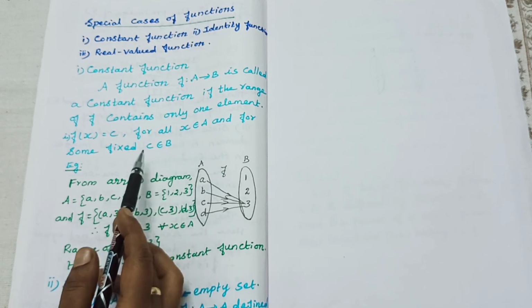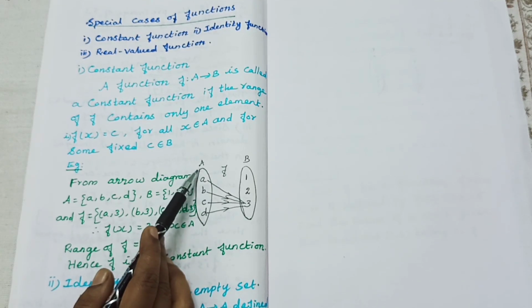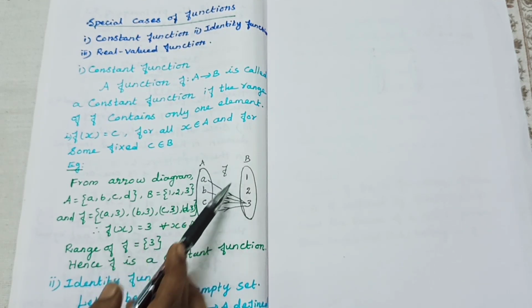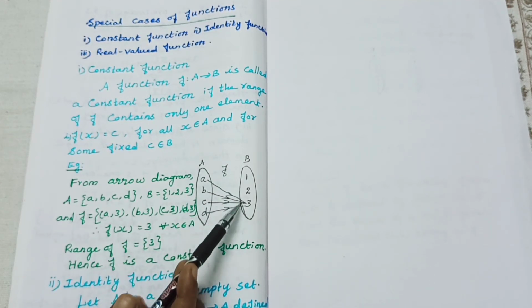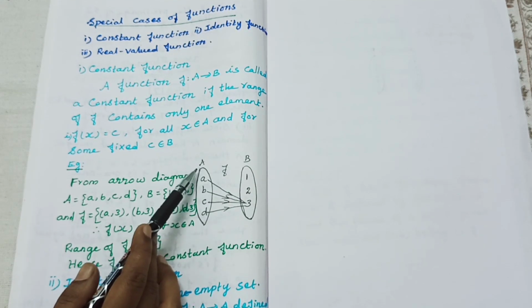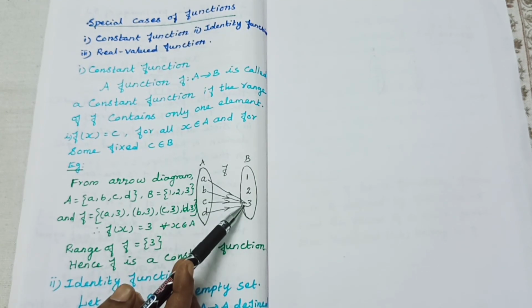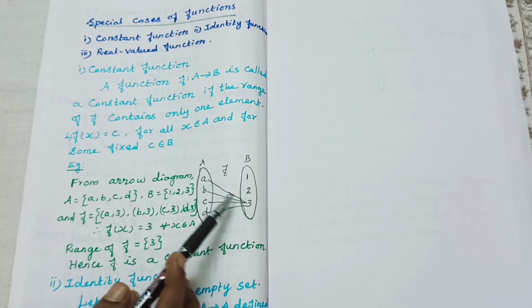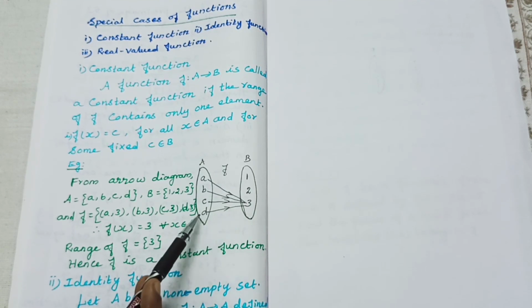For example, on an arrow diagram, here f from A to B. Here in A some elements are given: a, b, c, d. In B some elements are given: 1, 2, 3. Here every element of A has an image, and it contains only one element. A contains 3, b also 3, c also 3, d also 3, isn't it? This is called a constant function.